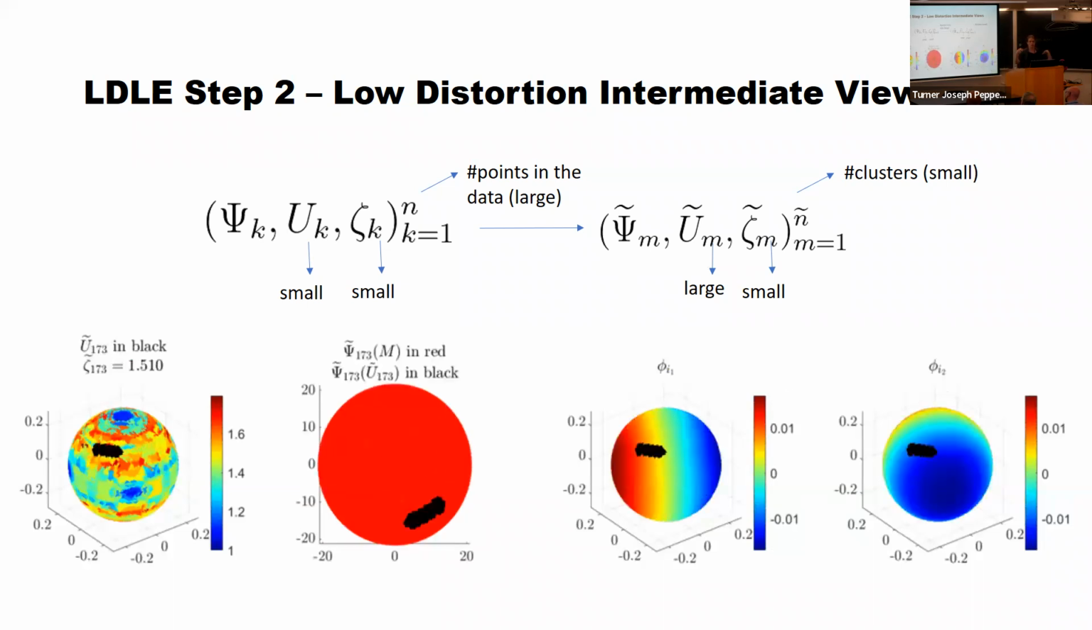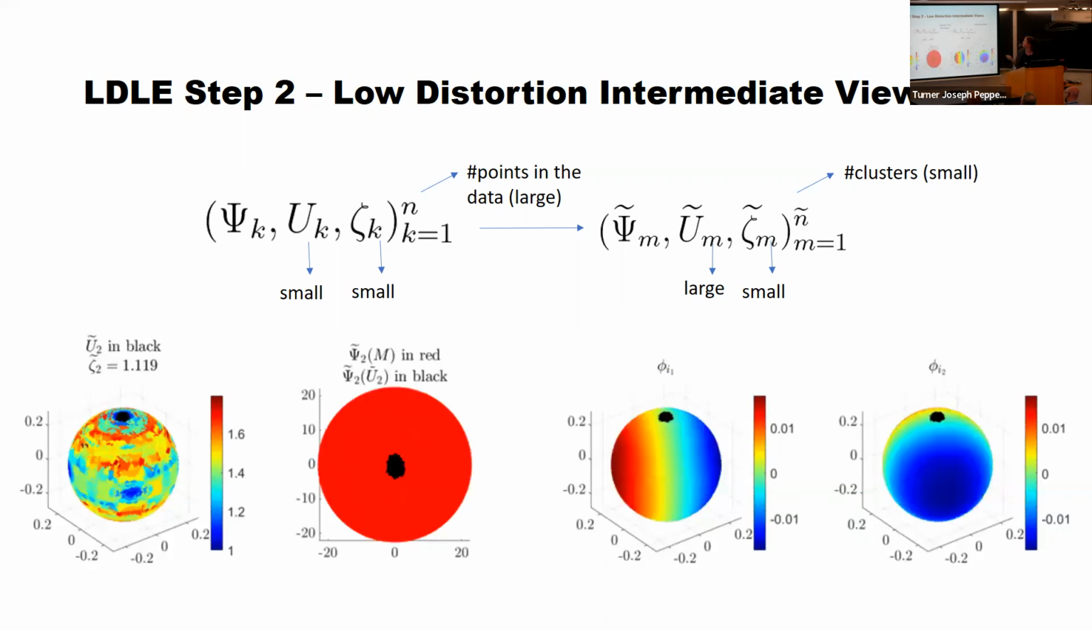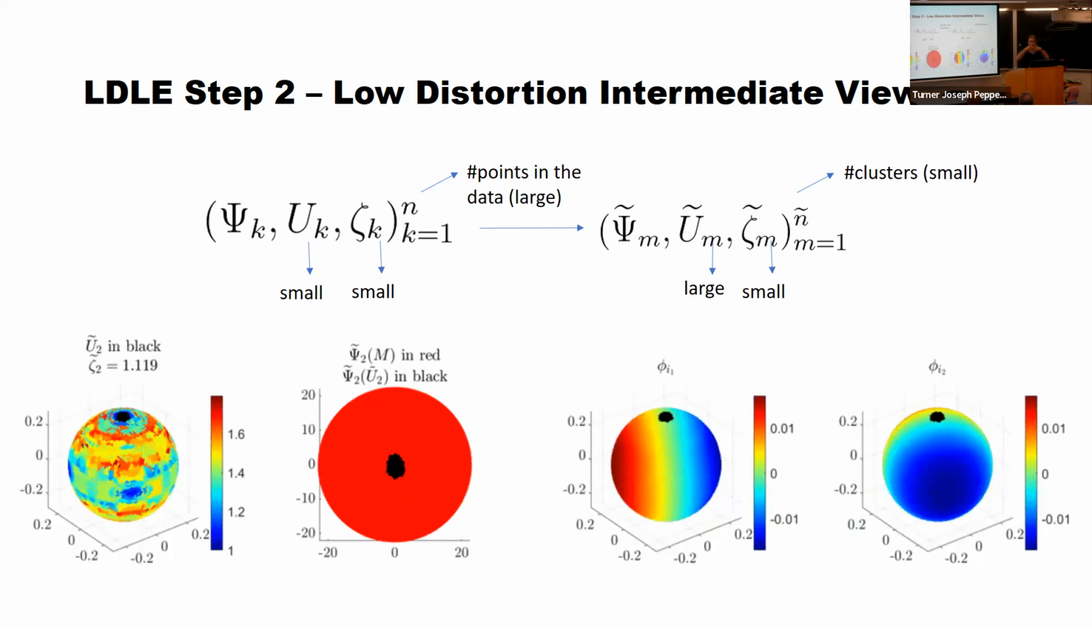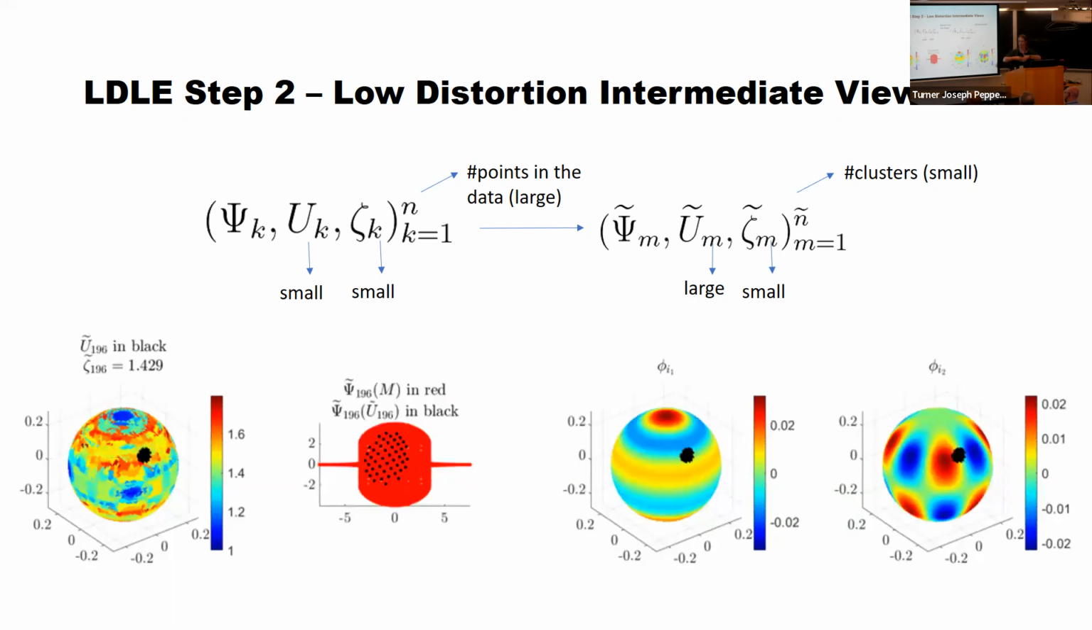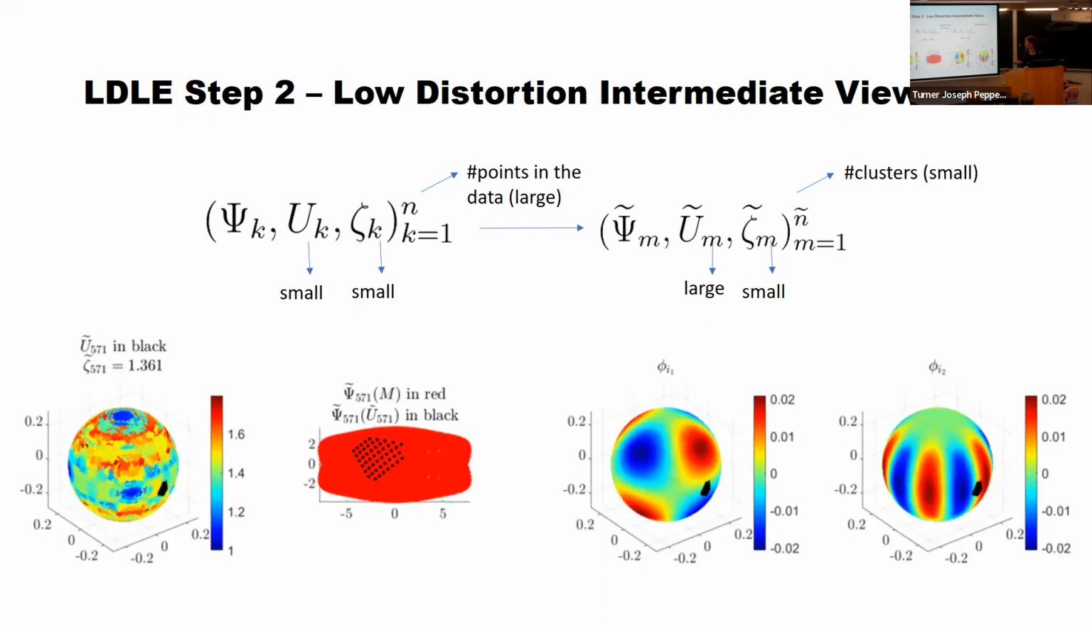And what we want to do is cluster our neighborhoods locally into getting larger neighborhoods, what we call intermediate views, but so that they are still low distortion. So we're going to have a small number of intermediate views, which we can align. They have larger overlaps of neighborhoods, so solving the alignment problem is more stable and robust.